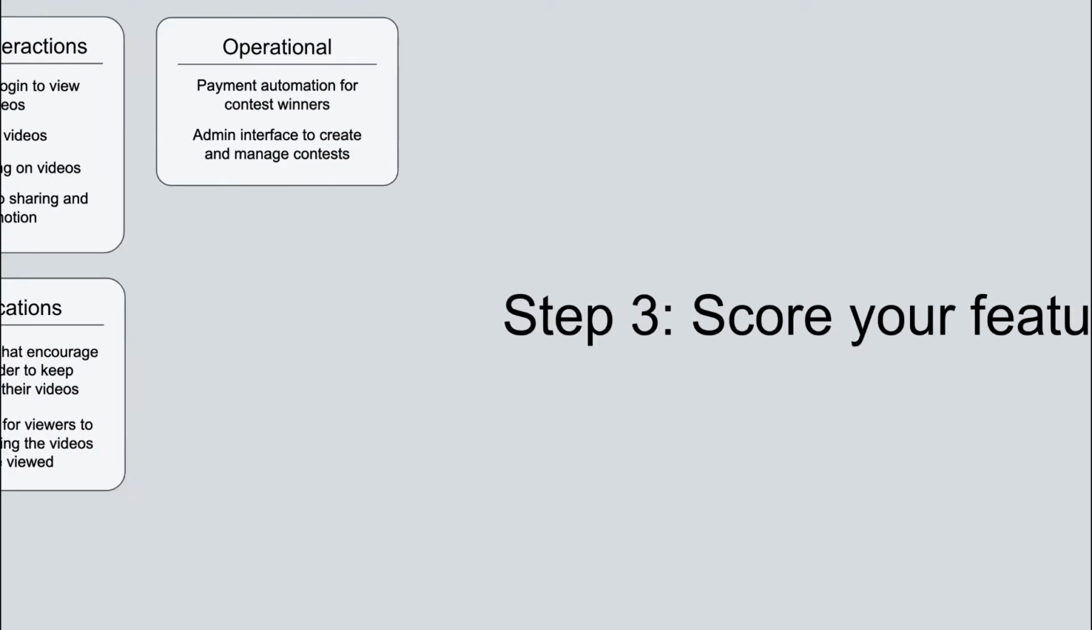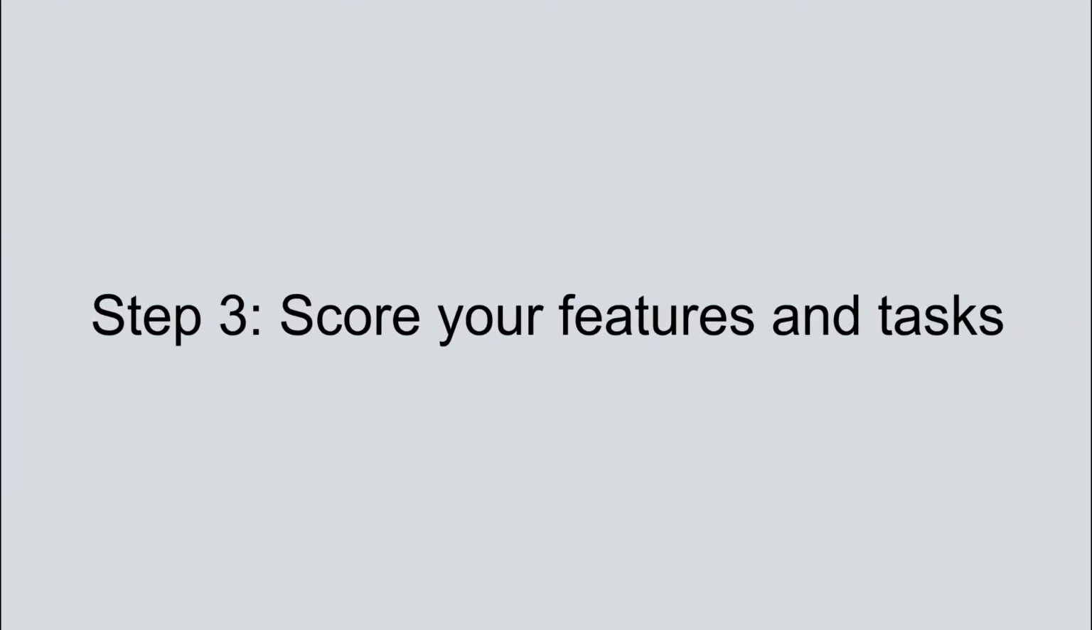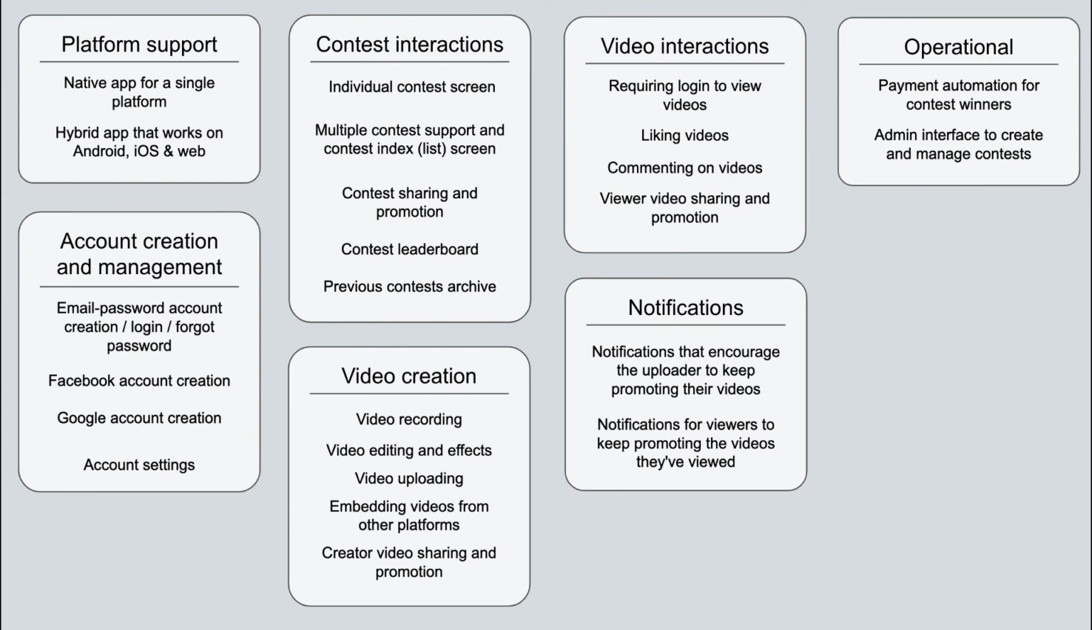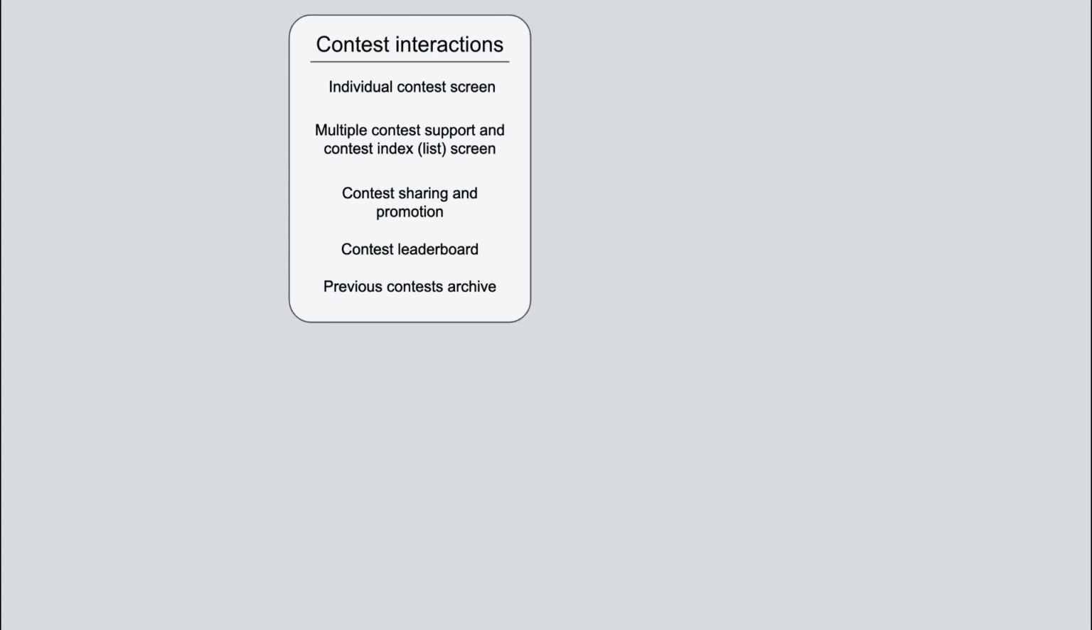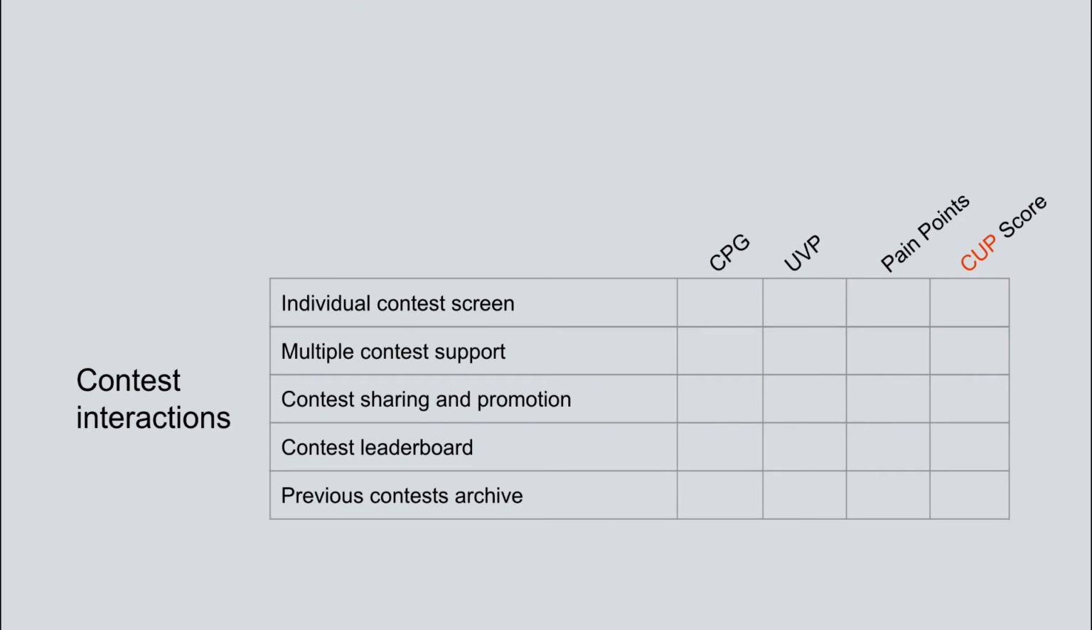Now that we've listed our features and tasks and grouped them, we could start scoring them. Let's take another look at our features and tasks. And from this list, we're going to focus on the contest interactions group. And in this group, we have individual contest screen, multiple contest support, contest sharing and promotion, contest leaderboard, and previous contests archive. Let's turn that into a table. And what we're going to do with this table is look at these features and tasks individually and assign them a current primary goal score out of 10, a unique value proposition score out of 10, and a pain point score out of 10 as well. And the cup score is going to be the sum of those three scores.